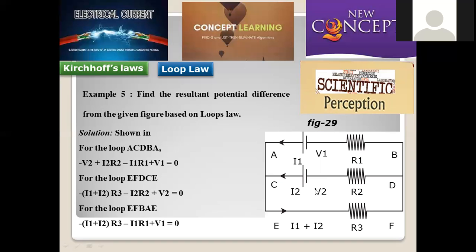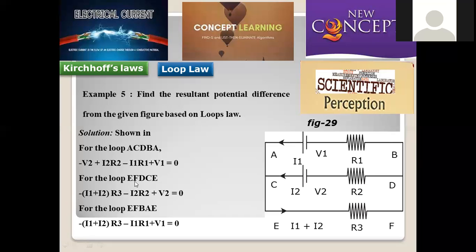For this first loop, we directly write in the reverse direction. Voltage for this battery is taken as minus V2. And the potential difference for this resistor is given as I2 R2. For the R1 resistor, it will be taken as minus R1 I1. And the potential for this battery is given as plus V1. So the algebraic sum of all these is 0. So the loop law got verified for this loop. This circuit got clearly verified.